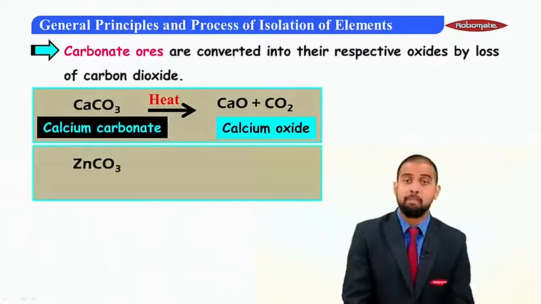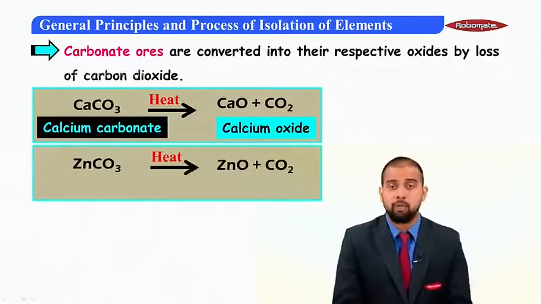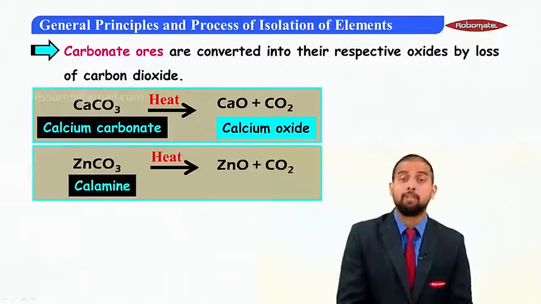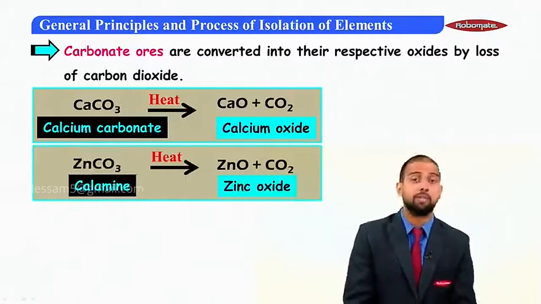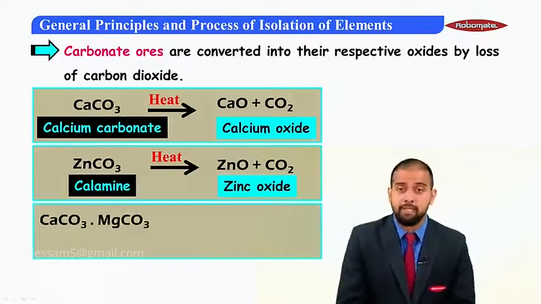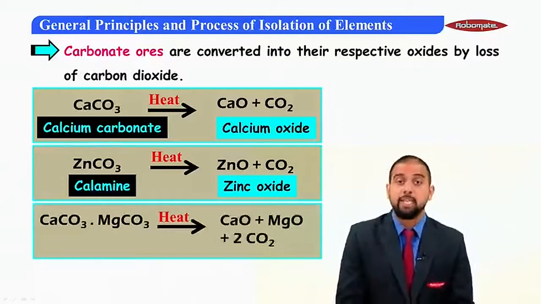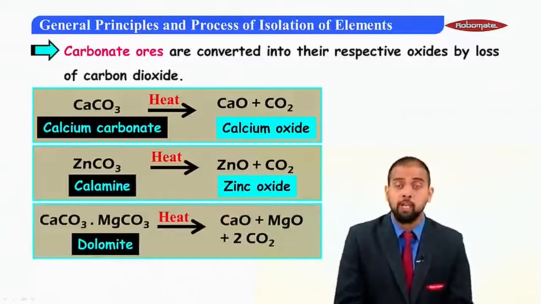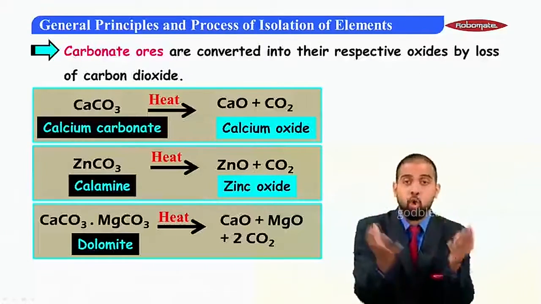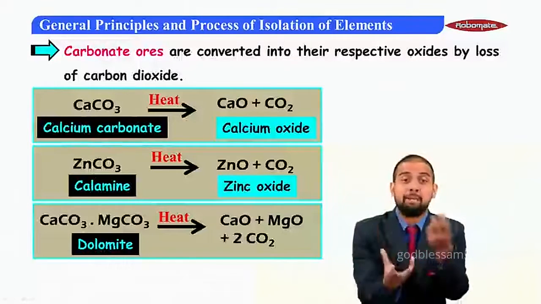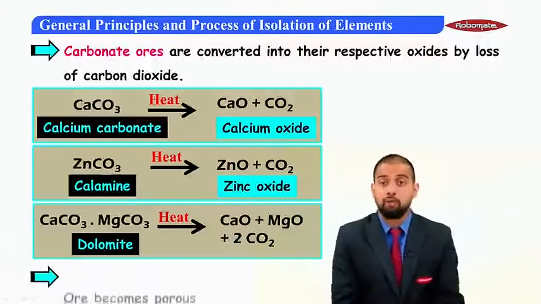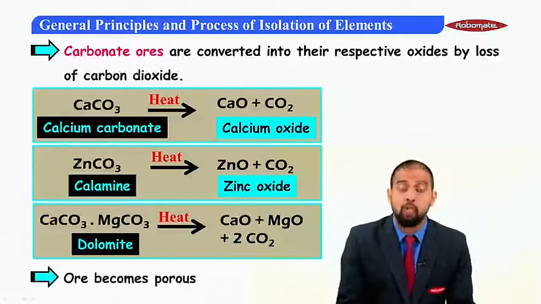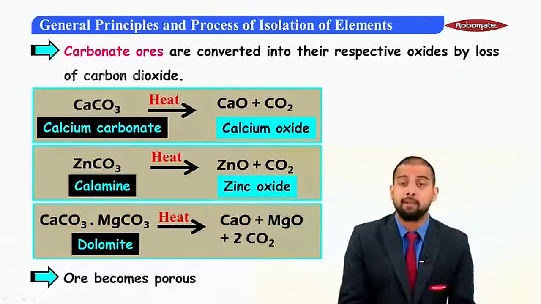The second example is zinc carbonate, also called calamine, getting converted into zinc oxide. And the third example contains 2 carbonates, that is CaCO3 and MgCO3, which get converted into the corresponding oxides, and this compound is called dolomite. So what is exactly happening is, there is an ore and carbon dioxide gas is coming out from the ore. Because of that, the ore can become porous. Now these are the changes that can occur in calcination.